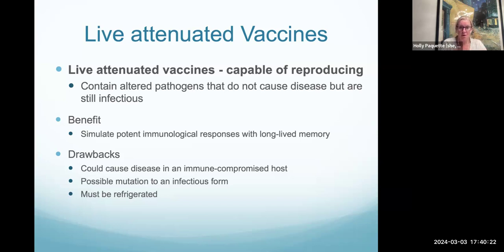The drawbacks, though, are that we can't use these in immunocompromised hosts because if their immune system is very weakened, these could actually cause an infection in them. In addition, because they're live, they can mutate and possibly become infectious again. The last thing is that they have to be refrigerated, so you have to have the infrastructure wherever you're using these, where they can be kept cold before they are used.